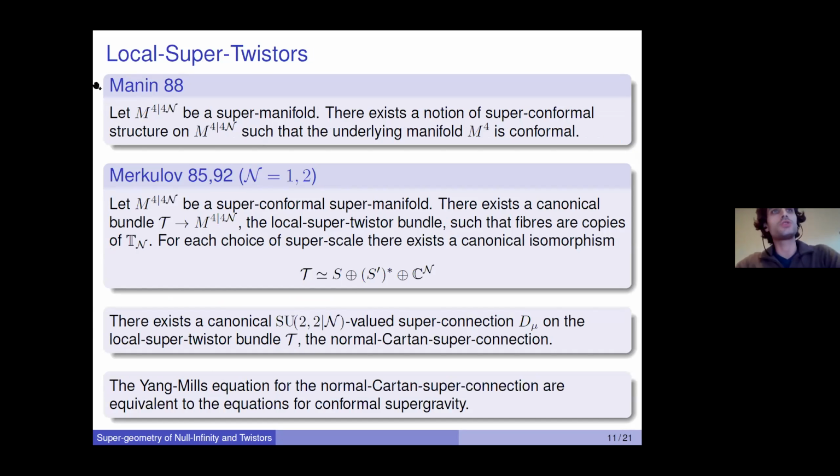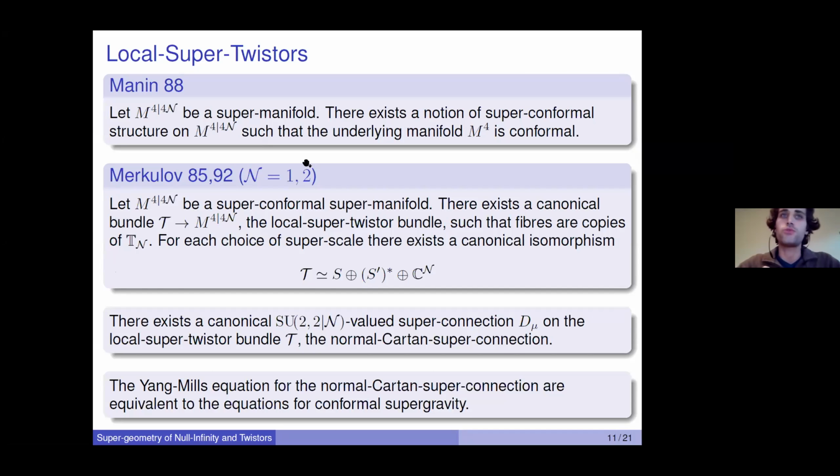So probably the most subtle part is defining a superconformal manifold. However, there is this nice work due to Manin, again, who showed that for any supermanifold of this type there is a nice notion of superconformal structure, which extends the usual conformal geometry of the underlying manifold. It's a bit subtle because a superconformal structure is not an equivalence class of supermetric on the total space. It's slightly more subtle than this. But for this talk, it's not necessary to understand the details here. It's just that there is a good notion of superconformal geometry.